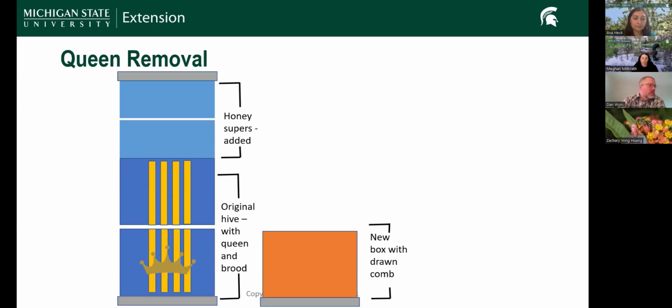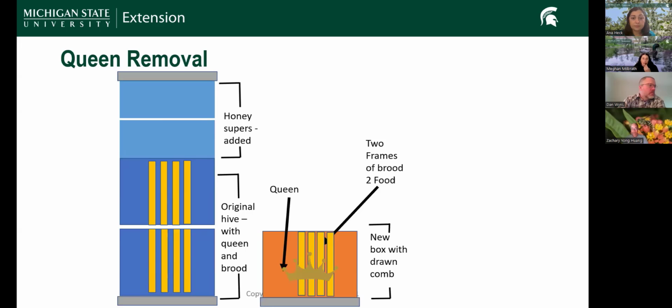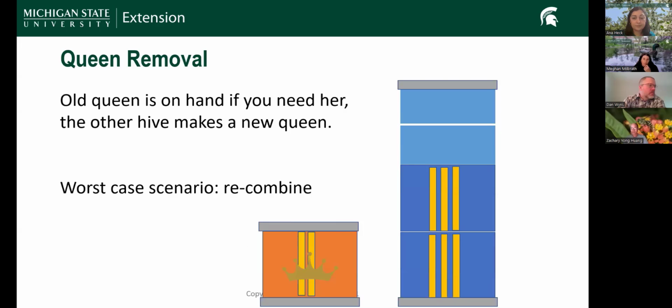I've got a box with drawn comb. I'm going to give her 2 frames of brood usually, so she has a little bit of food down there, or a little bit of company down there. And then I give her a couple honey frames. So that's what I'm going to leave her with. And then the queen is going to be down there. All right. So again, worst case scenario, you recombine her, but you have her on hand, and then your honey making colony has a new queen.